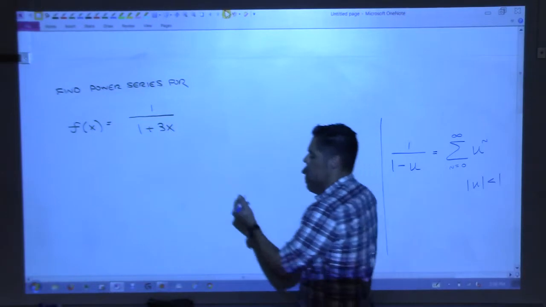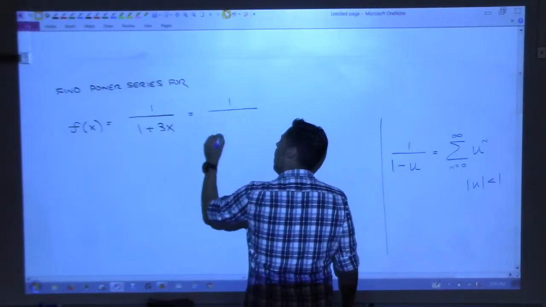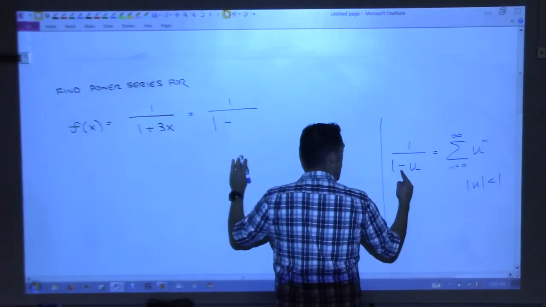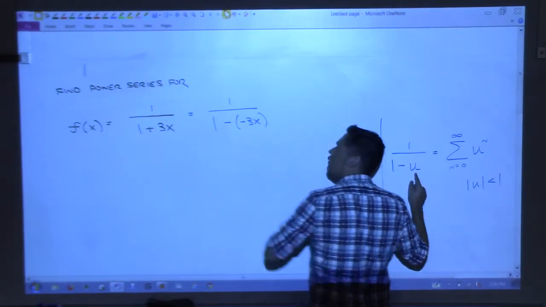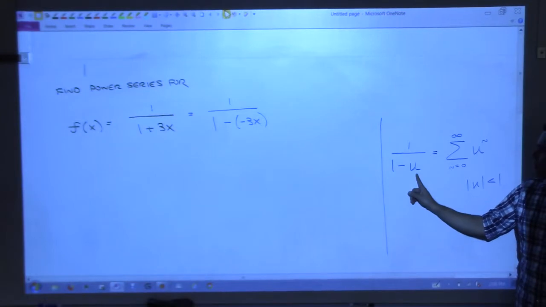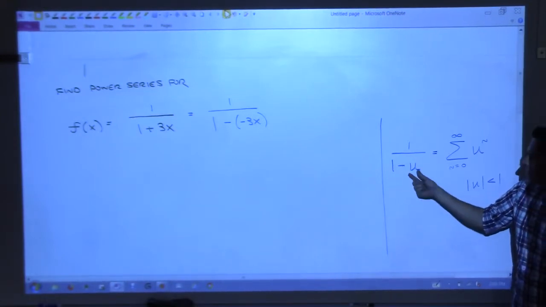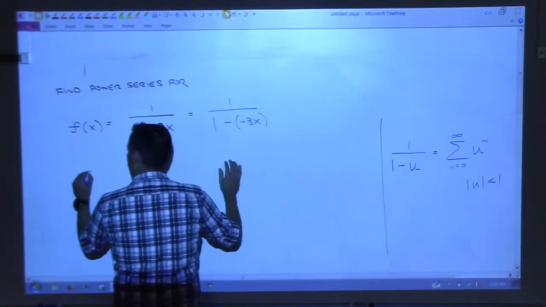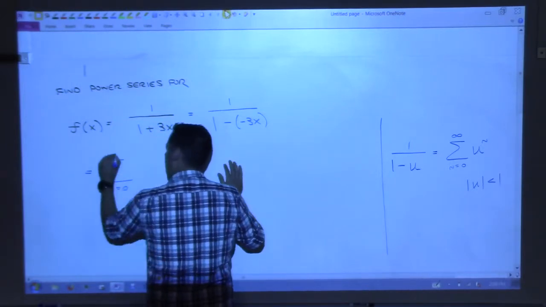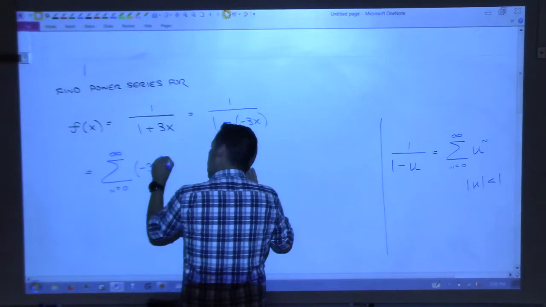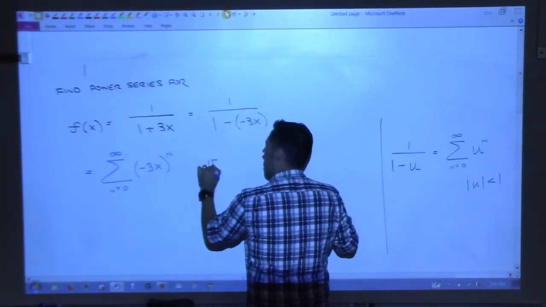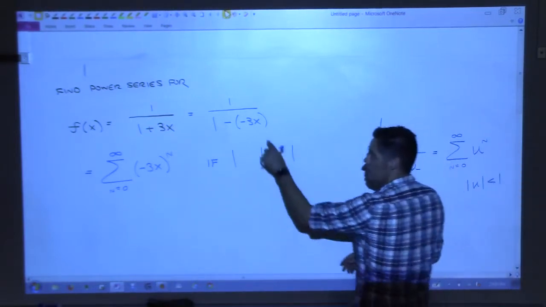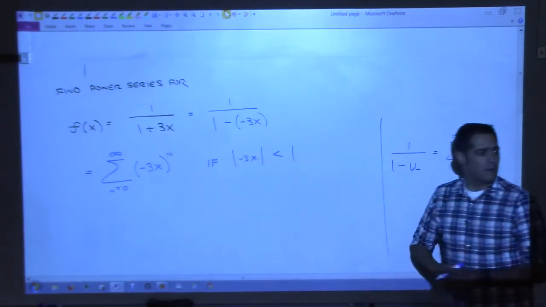How? 1 over 1 minus negative 3x, right? You'll see that's the same thing, isn't it? So now it looks like 1 over 1 minus u. U here for us is negative 3x, yes? So this will turn into the sum n equals 0 to infinity of negative 3x to the nth power if the absolute value of what is less than 1? If the absolute value of negative 3x is less than 1, right?